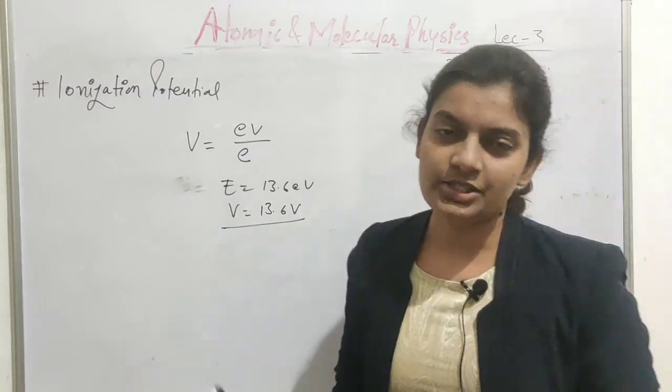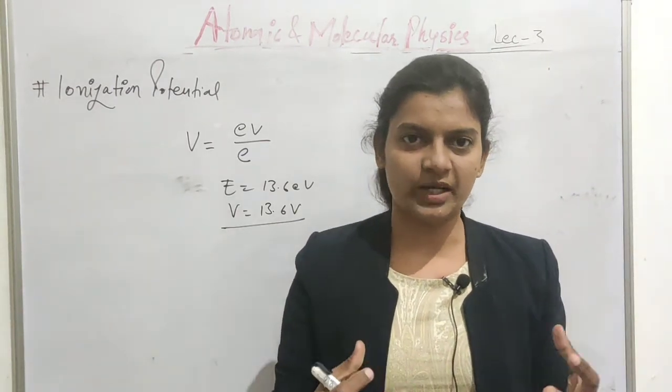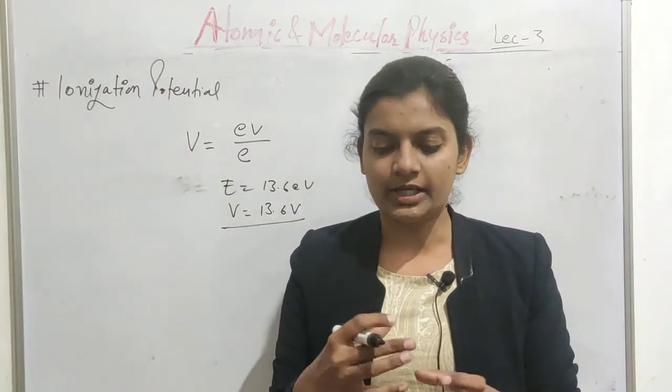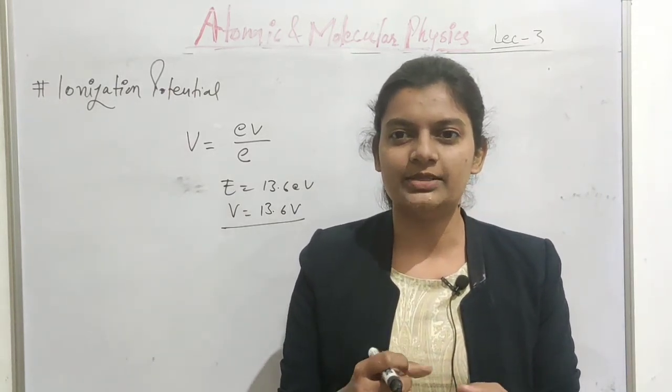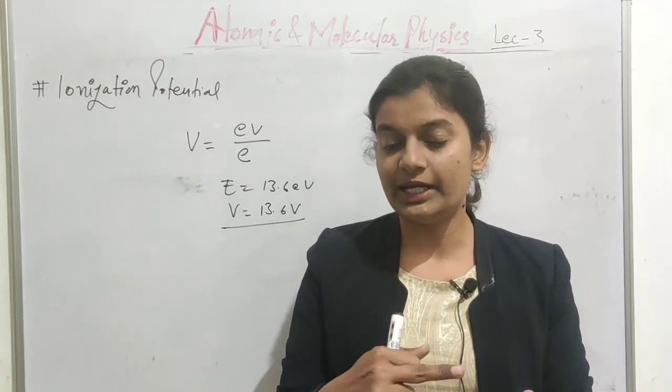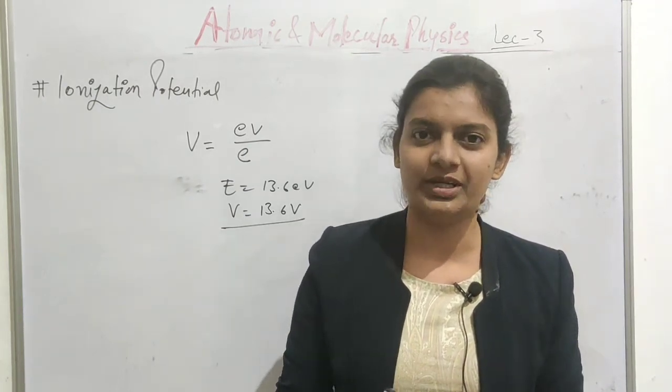In the next lecture we will see the spectra of the helium atom and the correction in the Bohr model of the atom, that is Sommerfeld's extension to Bohr theory. Next we will come to the elliptical consideration of orbits.